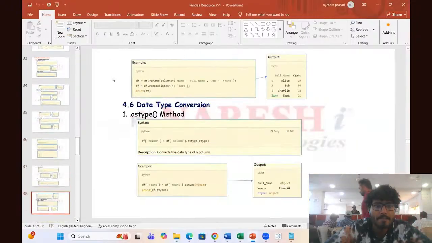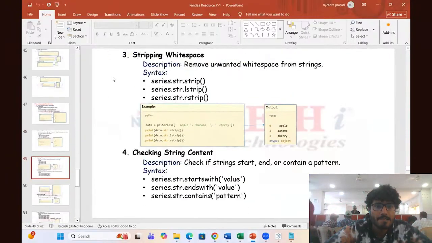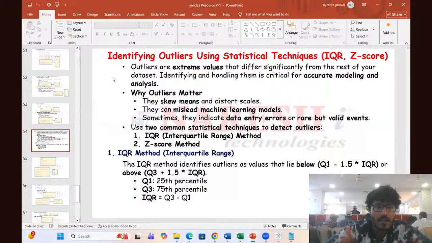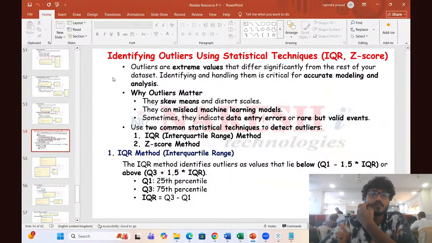Just a minute, guys. See, guys, for identifying the outliers, in regular times, we use IQR or Z-score. We'll discuss these two also. First, we'll cover IQR, then we'll see about Z-score. Z-score is a statistical method itself. So we came into the outlier concept. So we'll see IQR and also Z-score together.